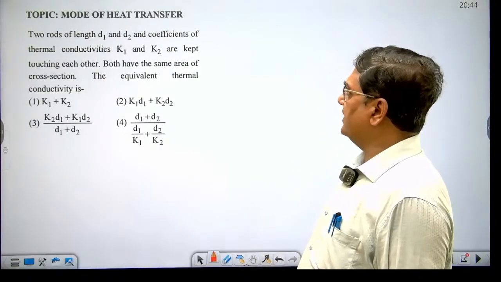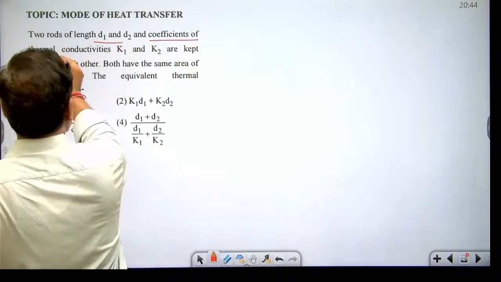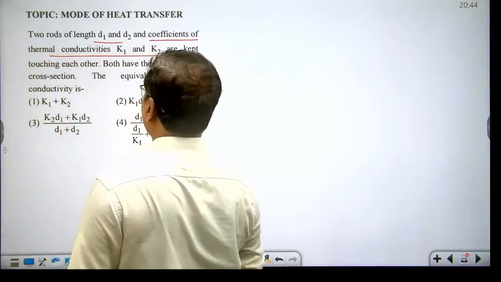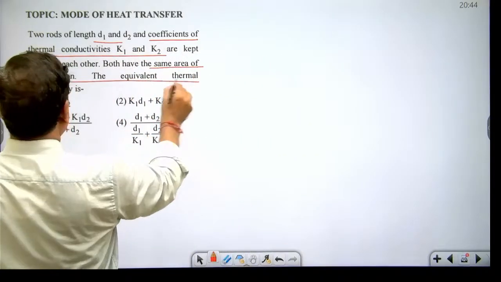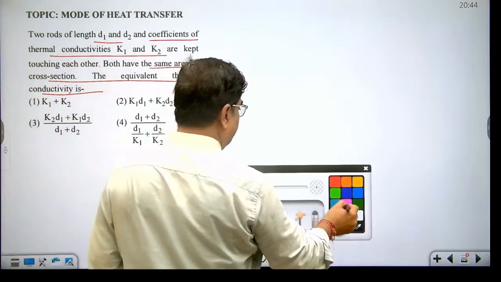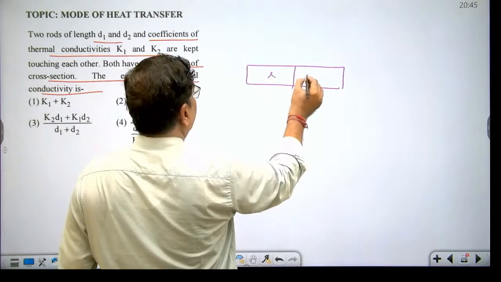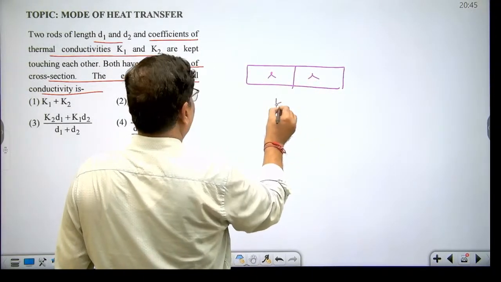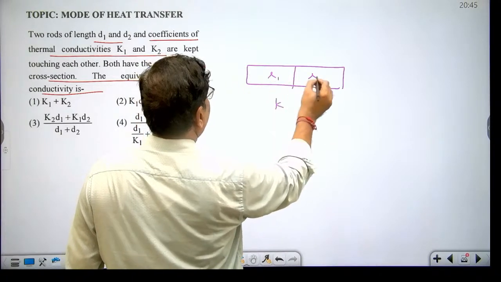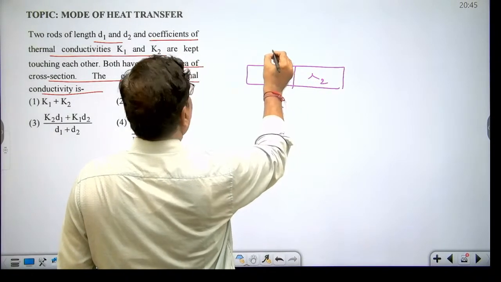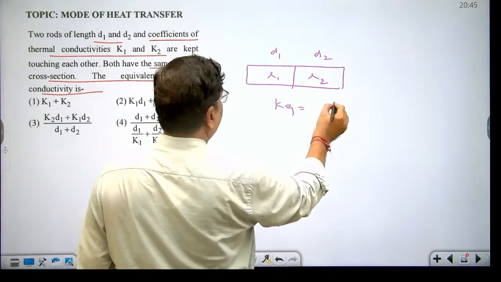Two rods of length D1 and D2 and coefficient of thermal conductivity K1 and K2 are kept touching each other. Both have the same area of cross section. The equivalent thermal conductivity in case of series circuit. This is D1, D2, not L1, L2.